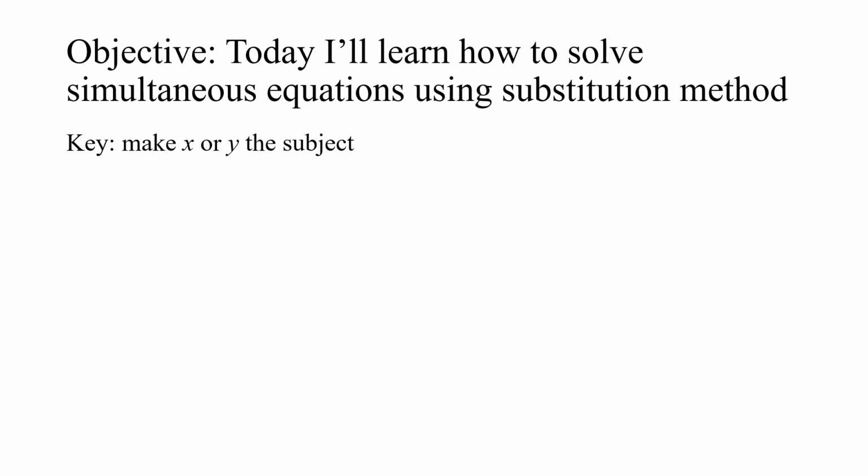What do I mean by make x or y the subject? Basically, you just have to make x equals to whatever or y equals to whatever. And of course, it can be whatever equals to x or whatever equals to y. As long as there's only one x or one y in either the left or right hand side of the equation, you are good and you can solve the simultaneous equation using the substitution method. So let us look at a few examples.